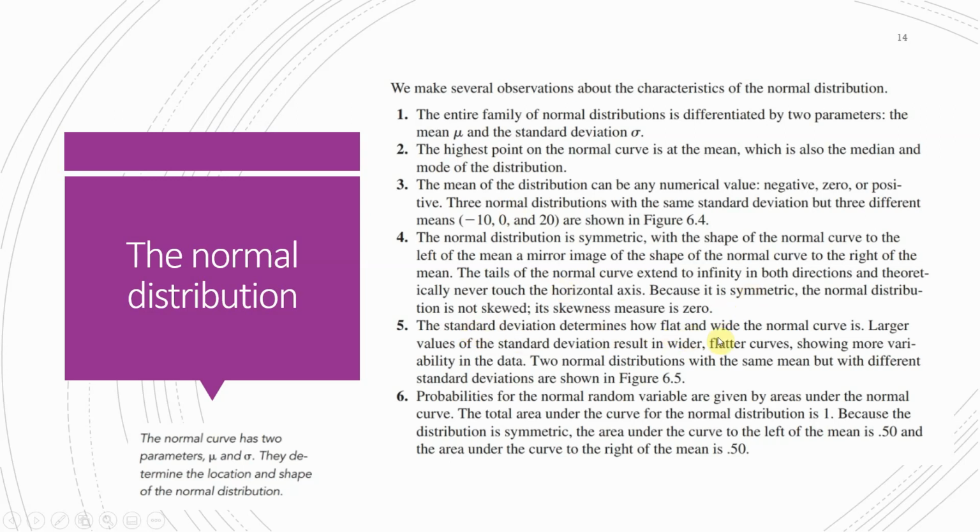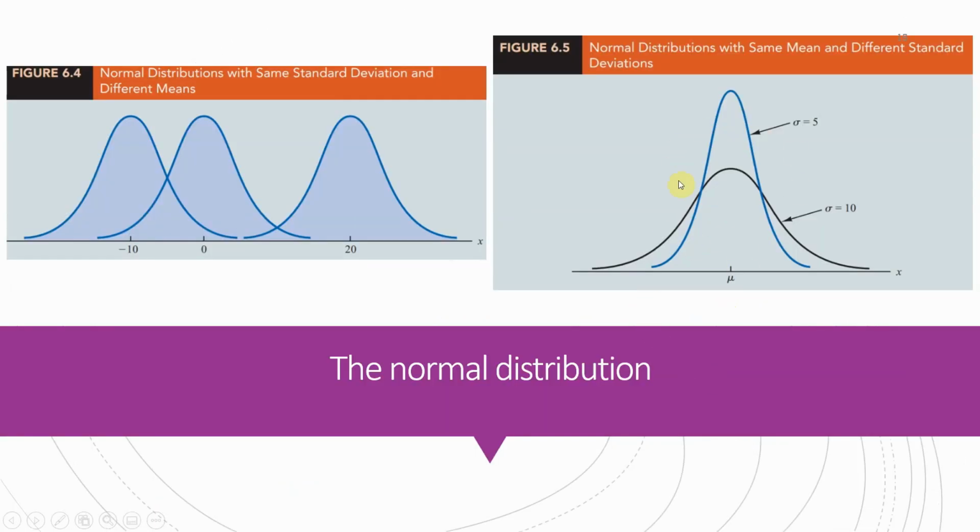The standard deviation determines how flat and wide the normal curve is. Larger values of the standard deviation result in wider, flatter curves showing more variability in the data. So here we can look at another figure. Both of these are normal distributions. They have the same mean, but they have different standard deviations. So the black curve you can see here, its standard deviation is 10, whereas the blue one is 5. So it makes sense that the black curve has a larger standard deviation because it has more variability. It extends all the way over here and all the way over here, whereas for the blue curve, most of its data are located much closer to this mean value overall.